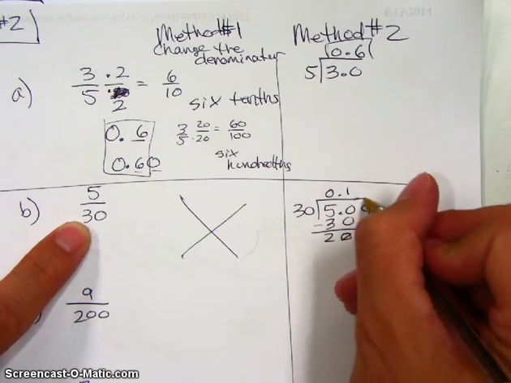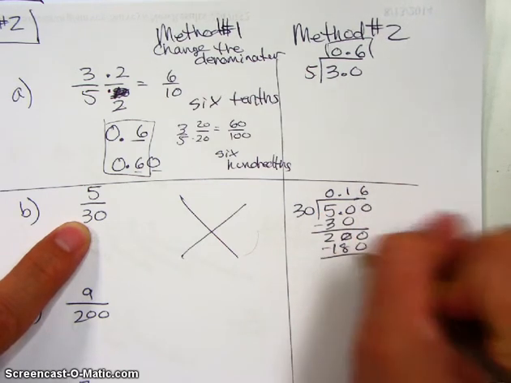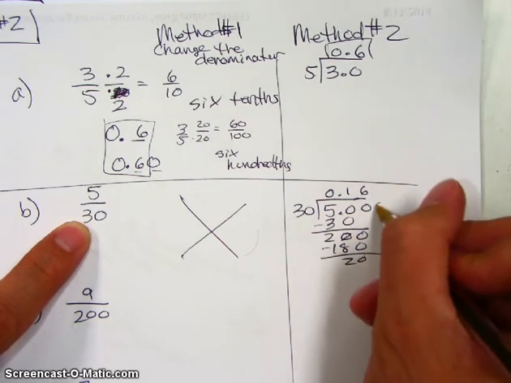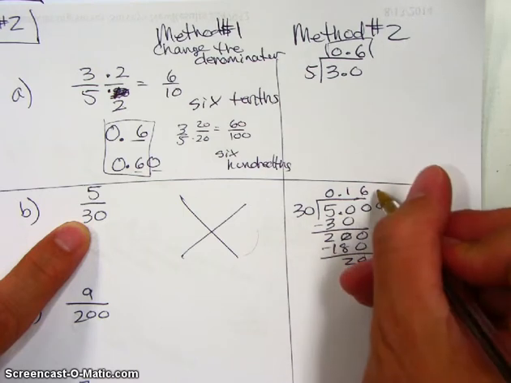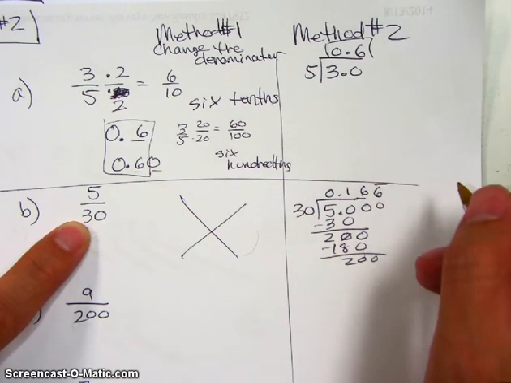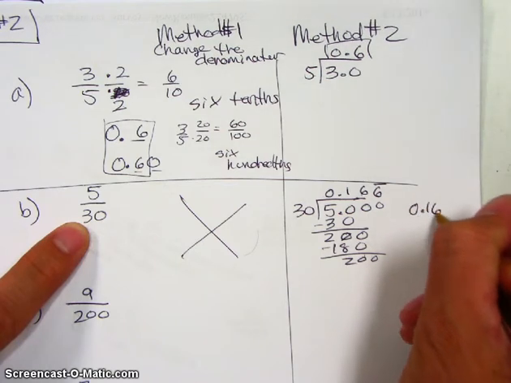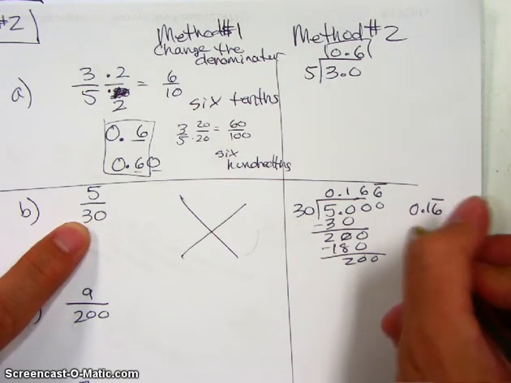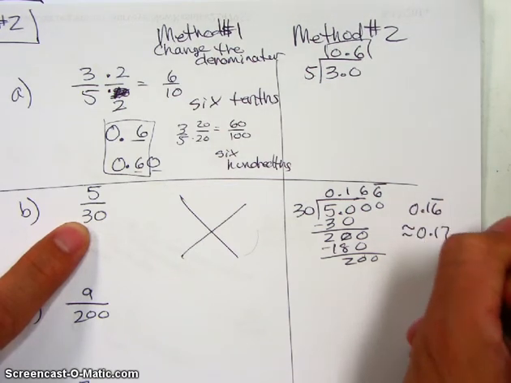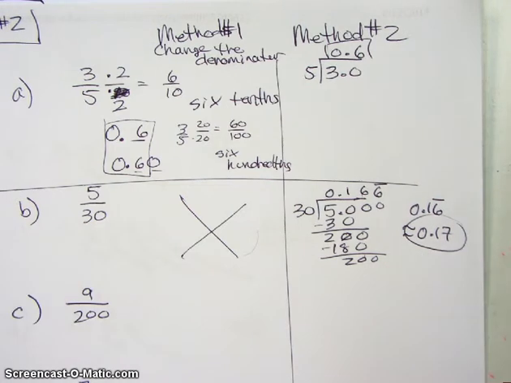3 can go in there 6 times, that's 180. There's another 2, 0, and a 0. I'm going to see that it's going to continue on and on in this fashion. So you would say that this as a decimal would be 0.16 repeating. If you rounded that to 0.17, I would accept that as a correct answer.